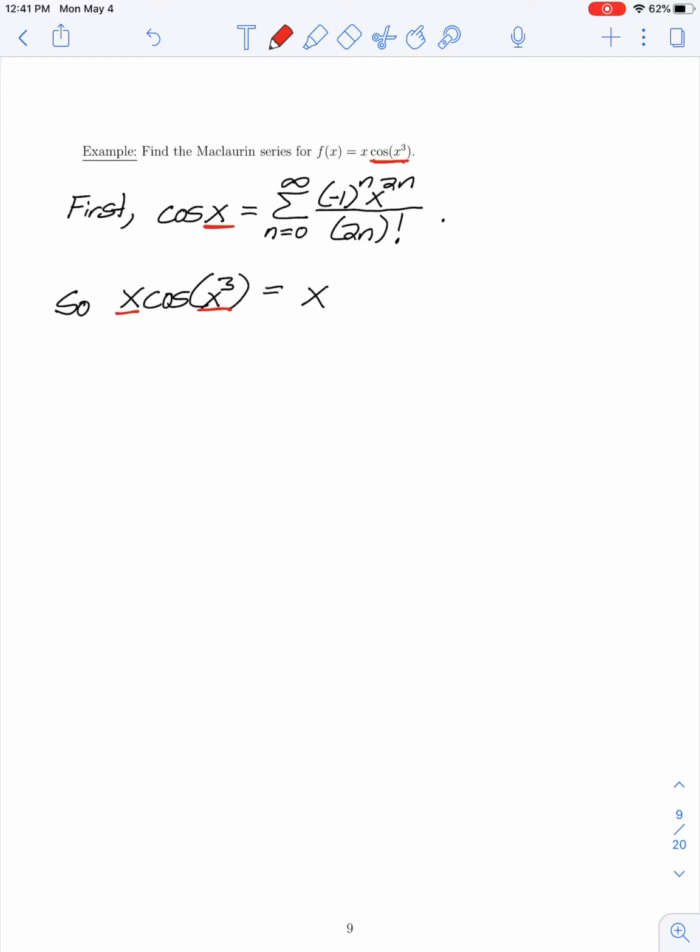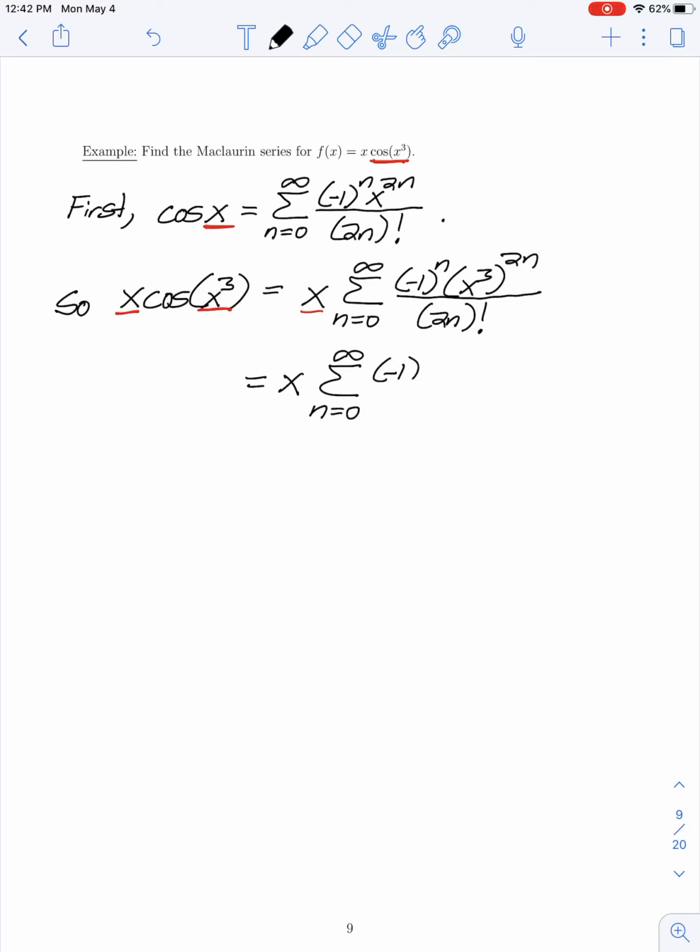So I still have this constant x out in front of the function, so I have x to the first, and then the Maclaurin series for cosine of x cubed would be the sum from n equals 0 to infinity of negative 1 to the n times x cubed to the 2n power over 2n factorial. Or, making use of properties of exponentials, we have x times the sum from 0 to infinity of negative 1 to the n times x to the 6n over 2n factorial.